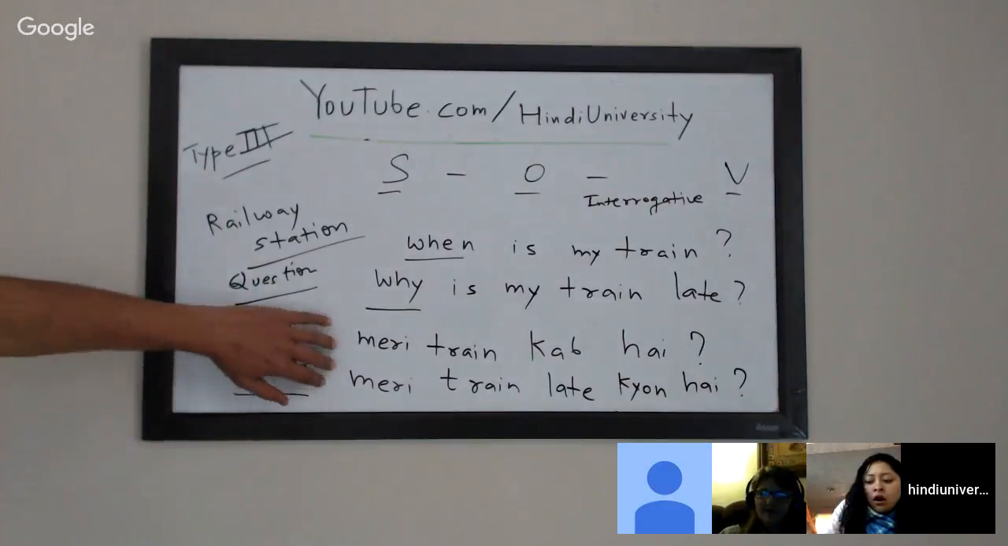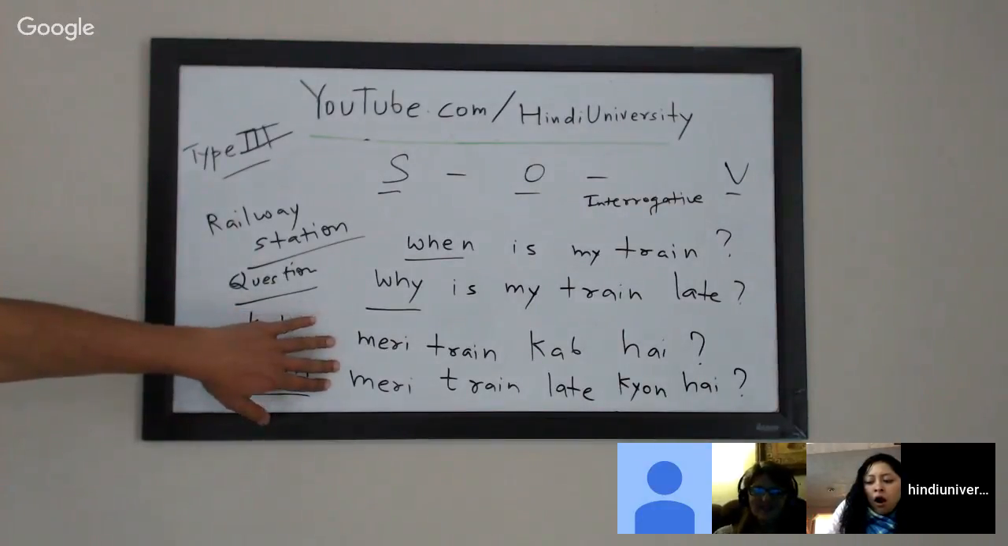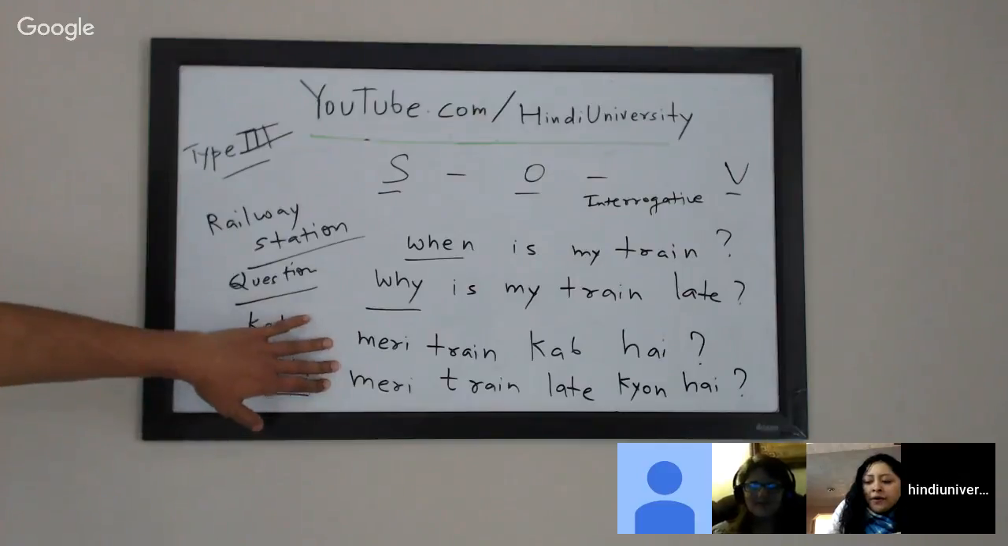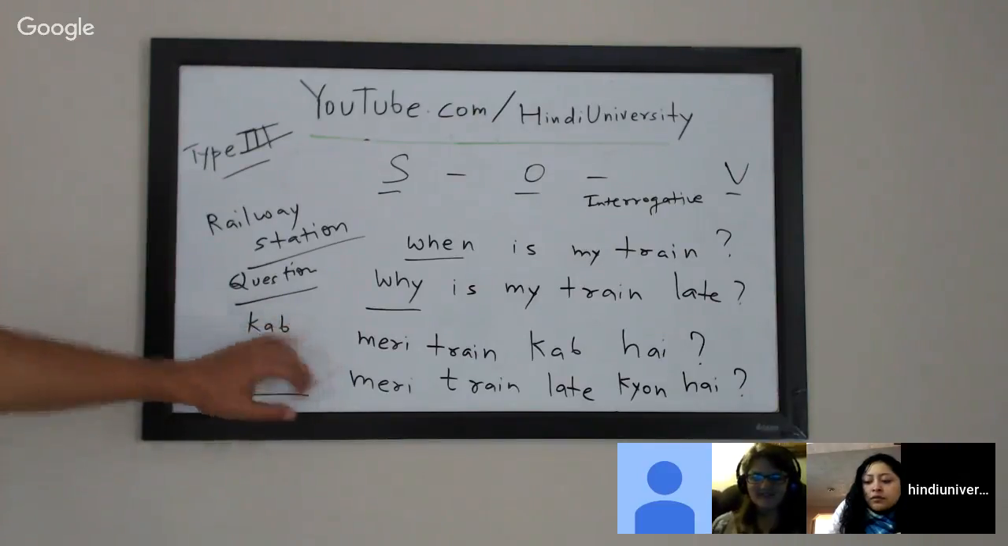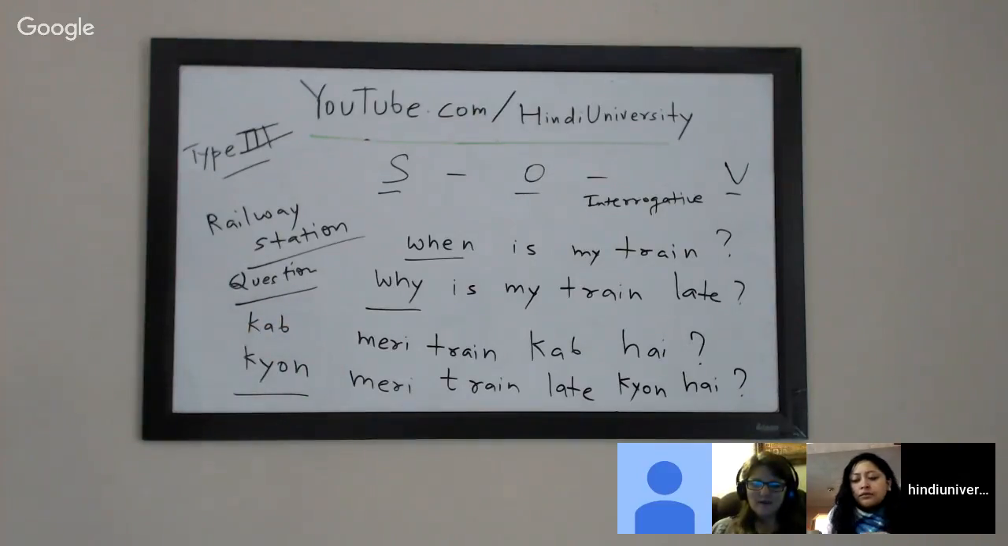See, you have two sentences. Now you won't have any difficulty, right? You can go to the station manager or whoever, and you can be very aggressive about it. मेरी ट्रेन कब है? And you can also say मेरी ट्रेन लेट क्यों है? Right? Okay. I think that's pretty much it.